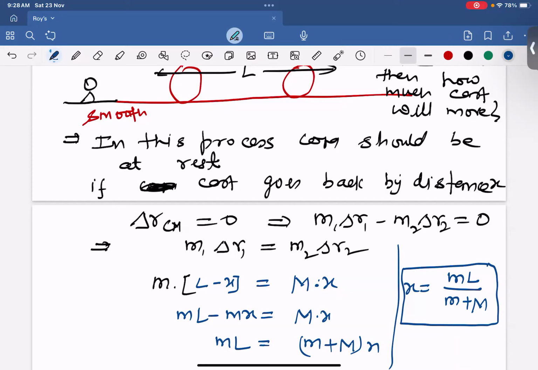Yes, sir. Okay. The same example they can ask in different forms also.